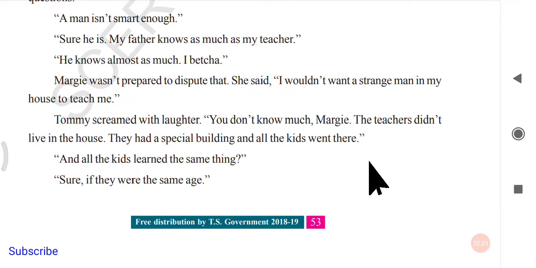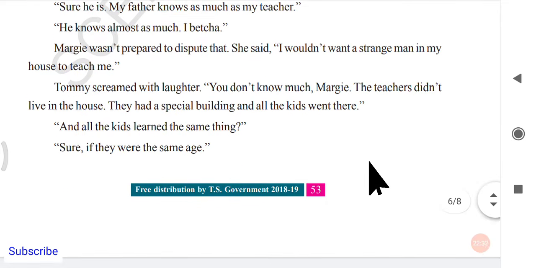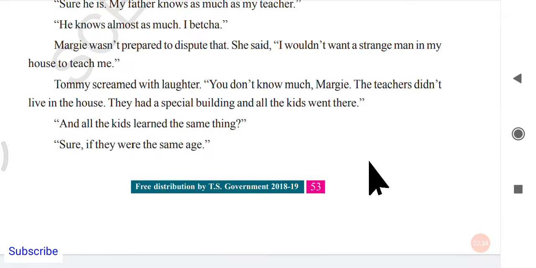Okay, so they are schools, as we know right now. Tommy is trying to explain what school is and what the position of the school was in olden days. He said if the children are of the same age, I mean in the same class, they used to go and sit in a building. The teacher used to come there and teach them.